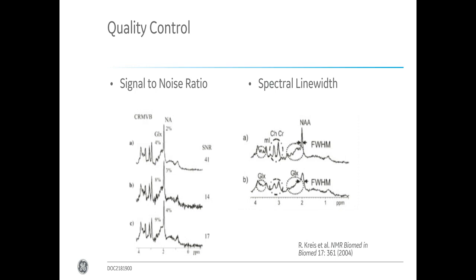The same with the spectral line width. If your shim is bad, here is really a good example of a bad shim, where creatine and choline start to merge, where your NAA signal gets broader and gets lower. So these are really hard to use for diagnosis. So these are definitely two measures that you can use to determine the quality of your spectra.